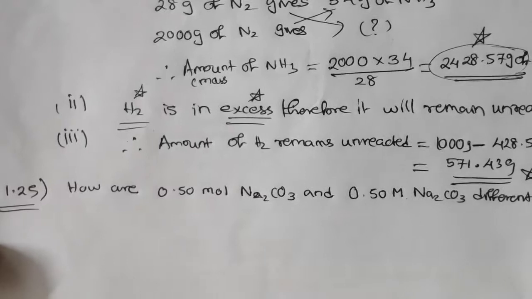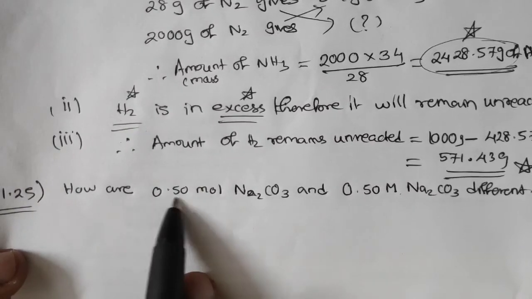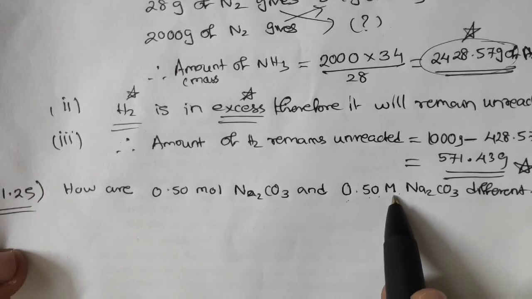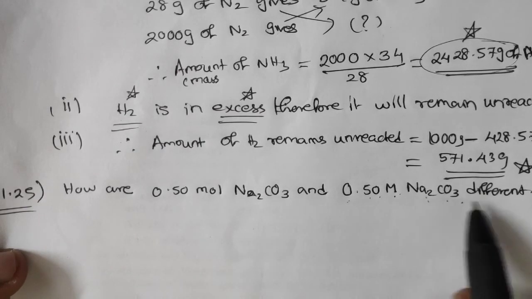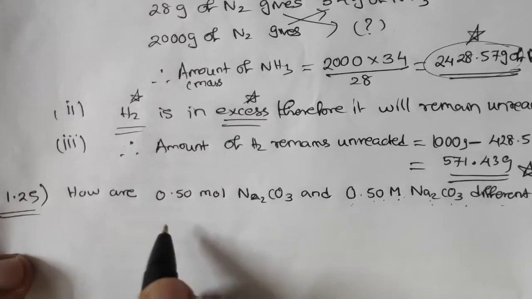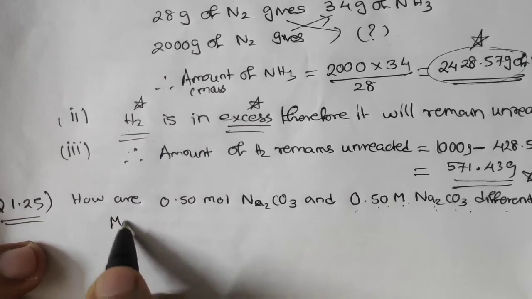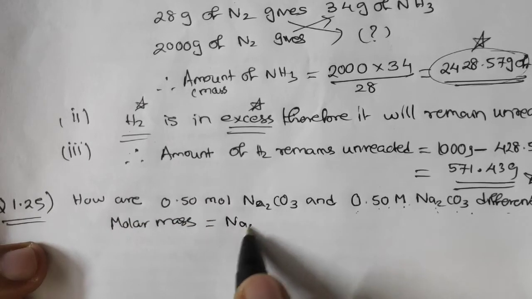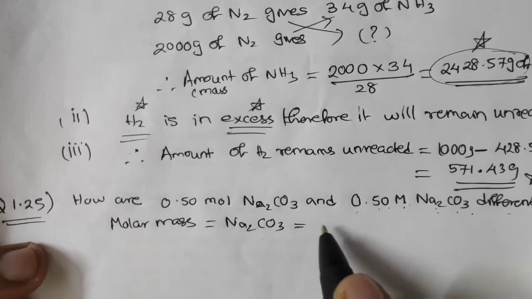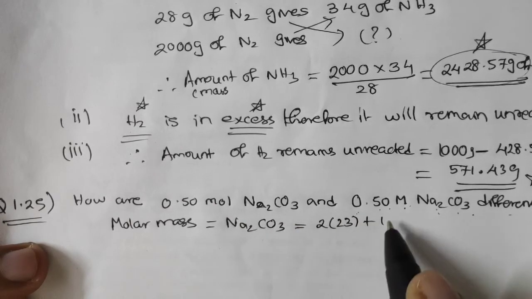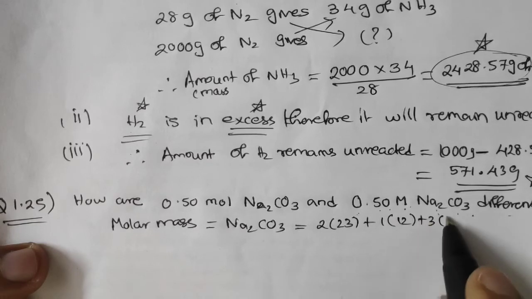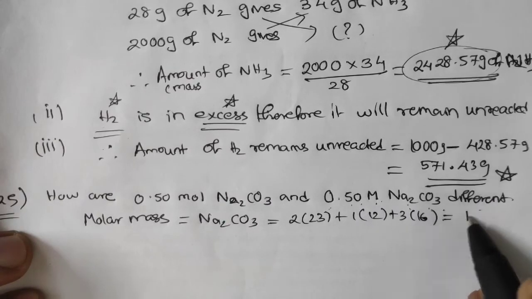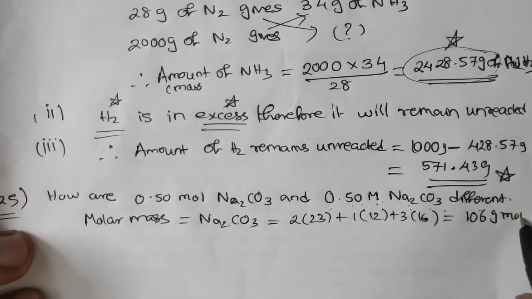Now the next one. The question is, how are 0.5 mole Na2CO3 and 0.50 molar, capital M, molarity, Na2CO3 different? So for this, first of all, we'll calculate the molar mass. The molar mass of Na2CO3 is equal to 2 into 23 for sodium, plus 1 into 12 for carbon, plus 3 into 16 for oxygen. If you calculate this, the molar mass will be 106 gram per mole.